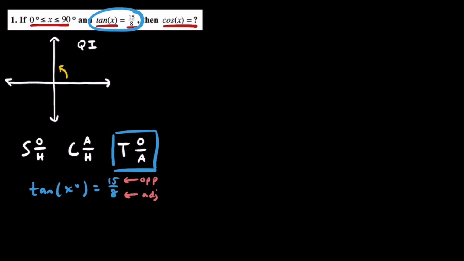We only use SOHCAHTOA when we're dealing with right triangles, so we can draw our right triangle over here in quadrant 1, since x has to be between 0 and 90 degrees, and it might look something like this. Our angle measure of x would be located right here, and our opposite side to that has to be 15, and the adjacent side must be 8. To take a closer look at that triangle, I'm just going to redraw it, but a little bit bigger and cleaner off on the side here.